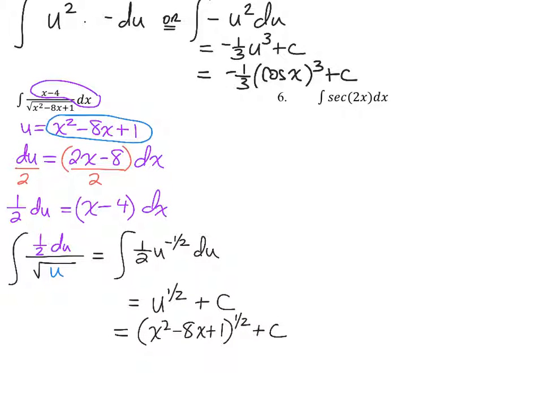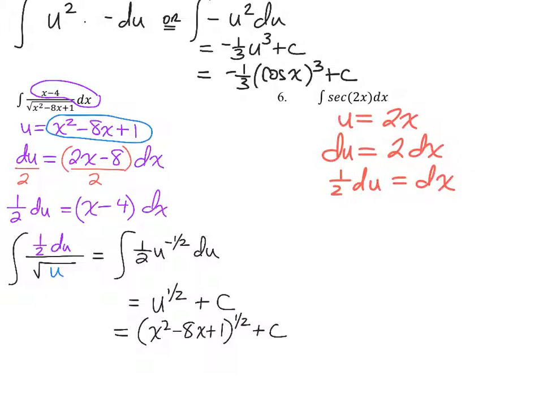Okay. For number six, we have secant of 2x. So the u in this case, well, we really only have one choice. The u has to be the 2x. So du would be equal to 2 dx, which doesn't really seem to further the plot too much. I can clean it up a little bit, make it 1/2 du equals dx. There's no 2 in the integral, aside from the 2x that's getting swapped out by the u. So that's really the only substitution that we can make.